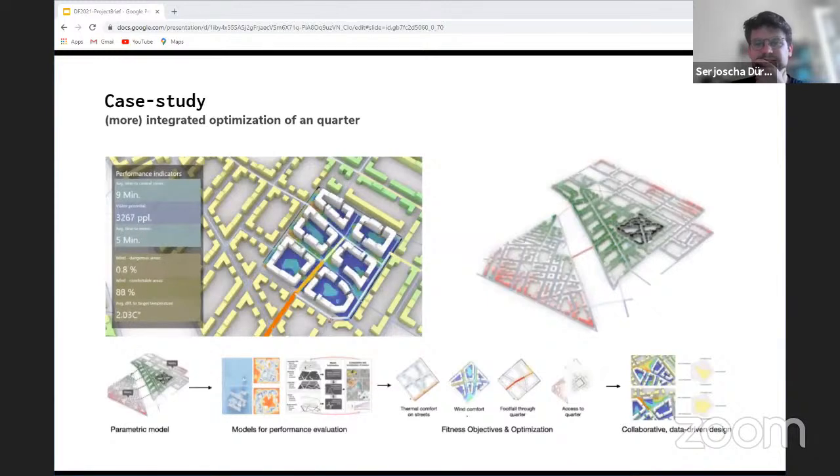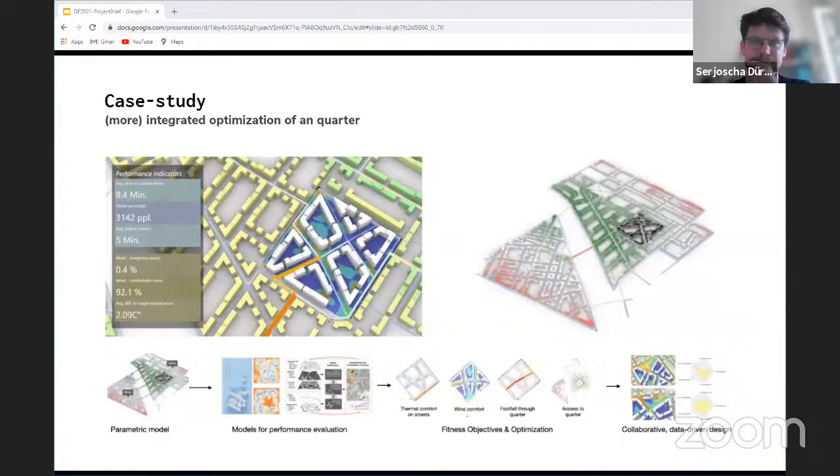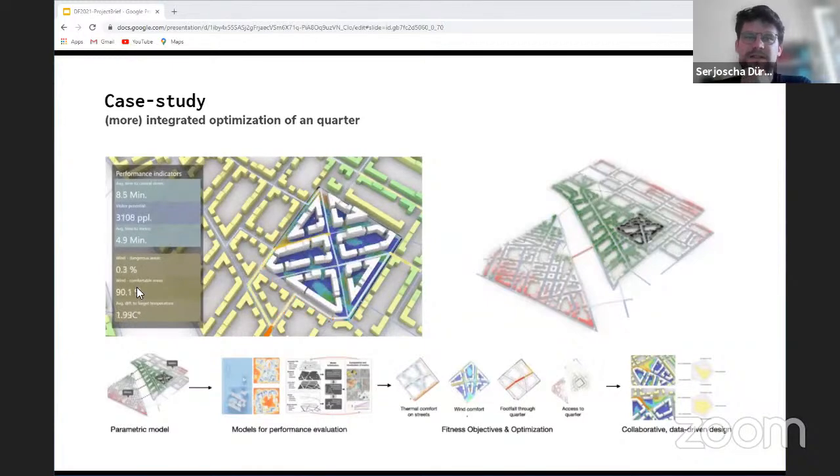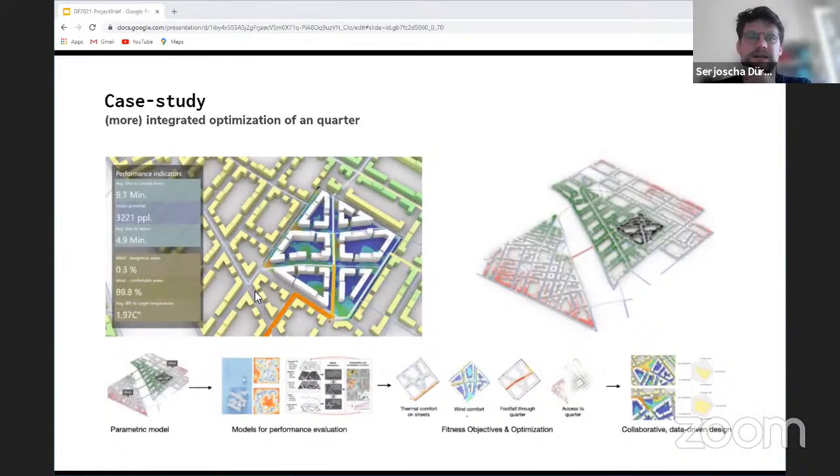So a bit more complex. This is a case study we did, a similar paper last year, I think, where we combined a parametric model with a bit more diverse set of performance indicators. And here you see the parametric model in action.